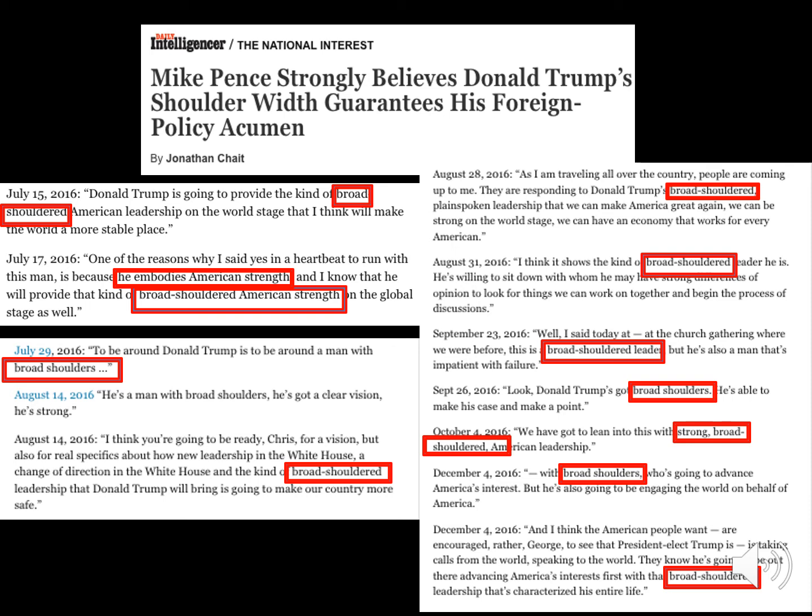Mike Pence, in campaigning for their ticket, mentioned over and over again that Trump was broad shouldered. Again, hearkening to a masculine sort of depiction of men as broad shouldered and women as weak.